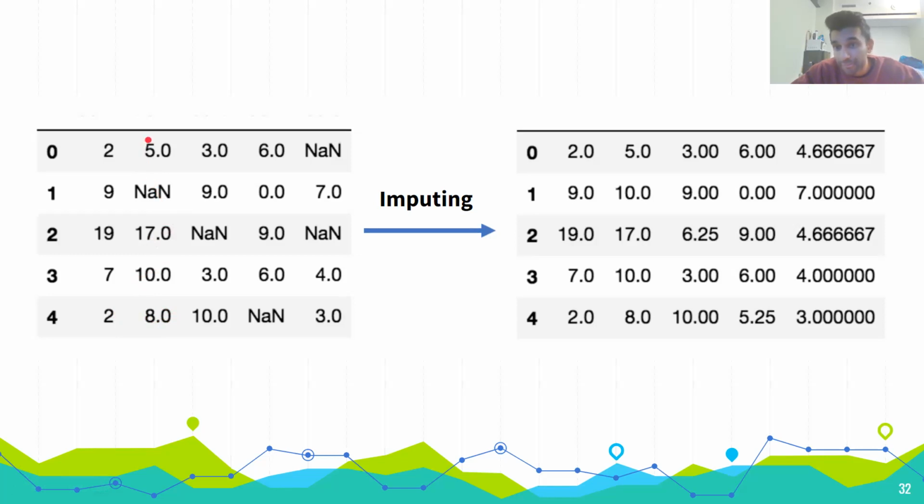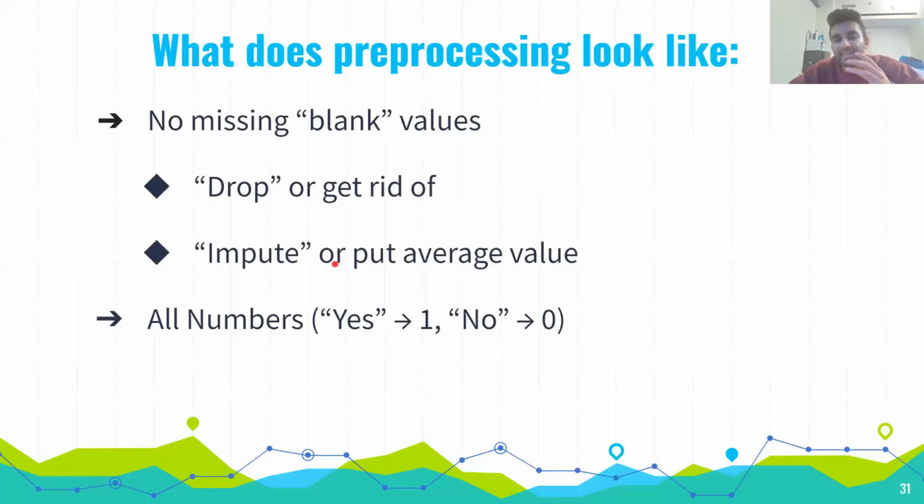So 40 divided by 4 is 10. So you would impute a 10 in this value right here. And that's exactly what we do after imputing. And same thing for all the other missing values. So again, I'm just telling you that this process exists.